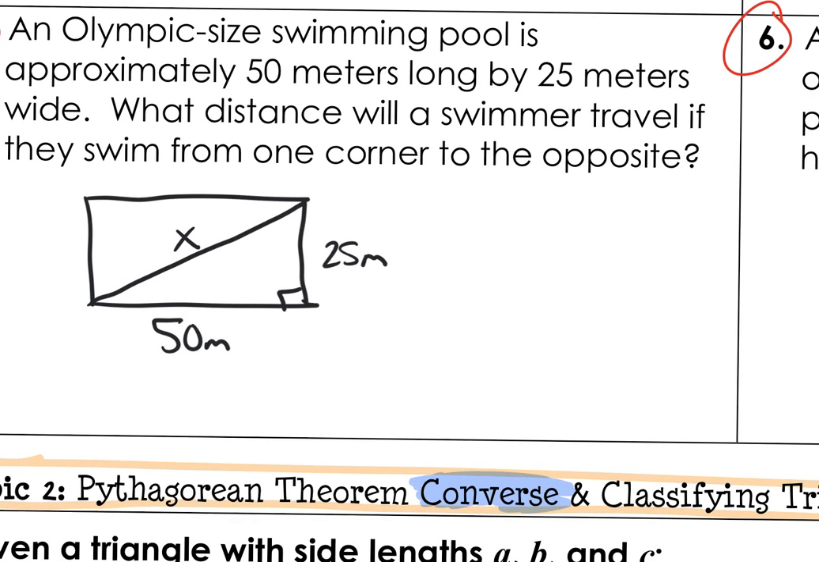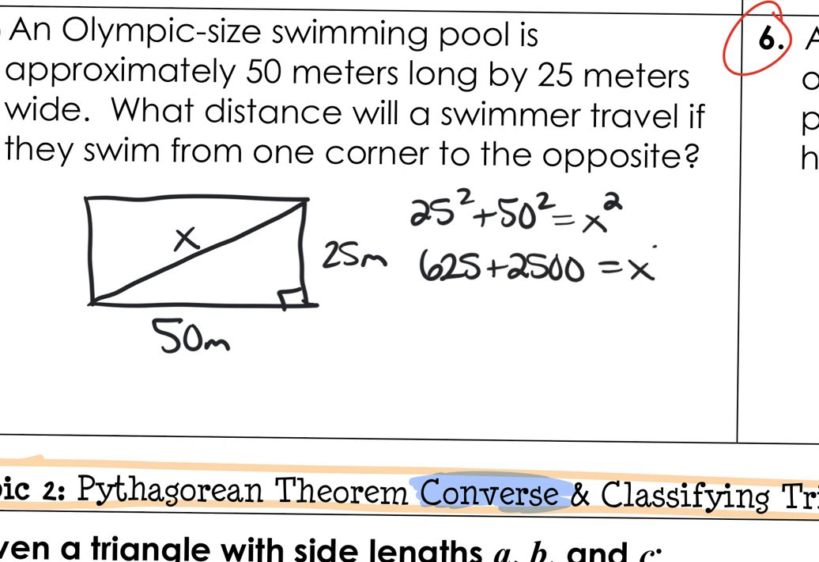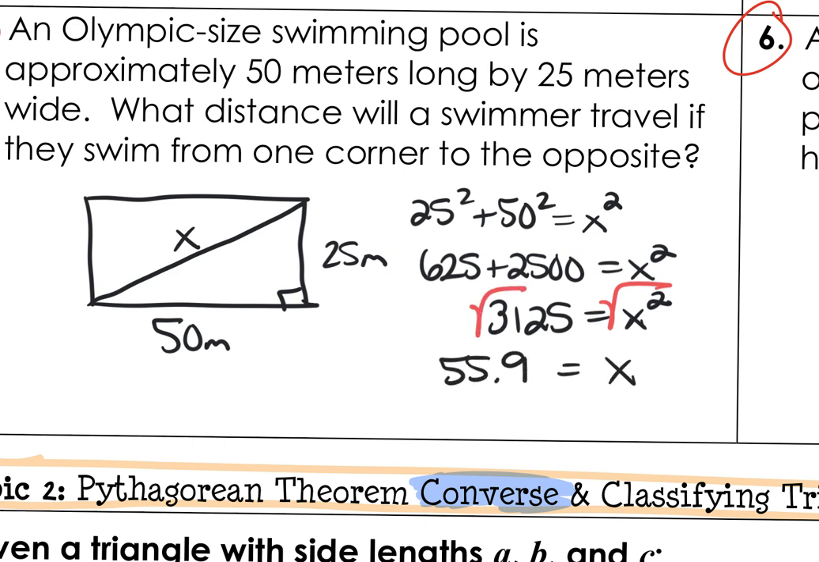Now we do our Pythagorean theorem. Leg squared plus other leg squared equals hypotenuse squared. So we've got 625 plus 2,500. Add those sides up. To get x by itself, I'm going to take that square root, and I get x equals 55.9, and this would be meters.